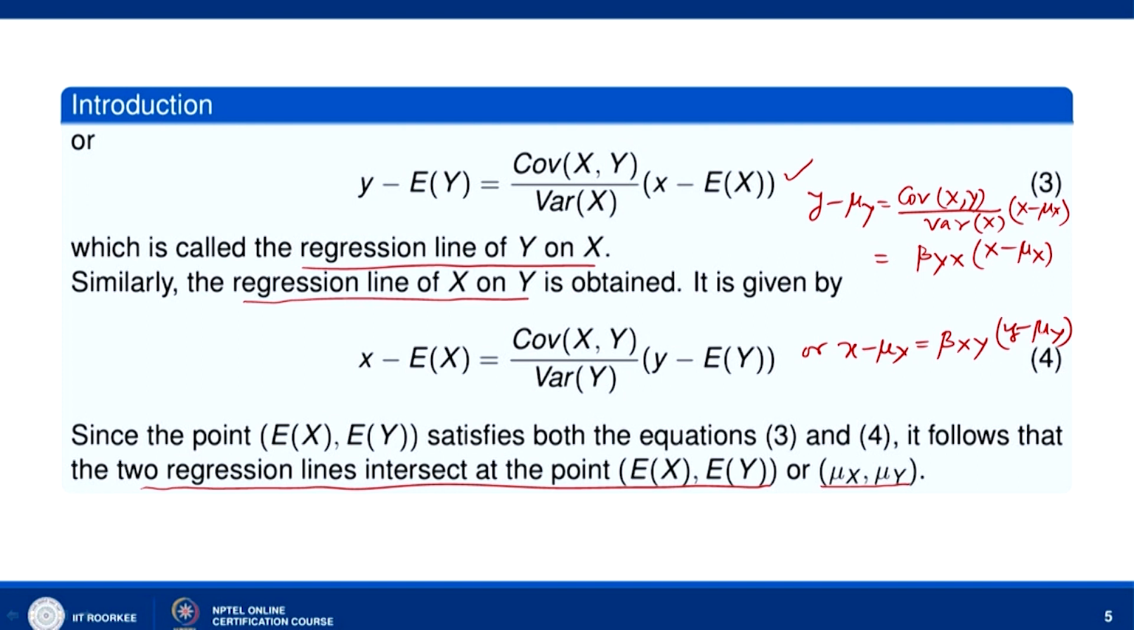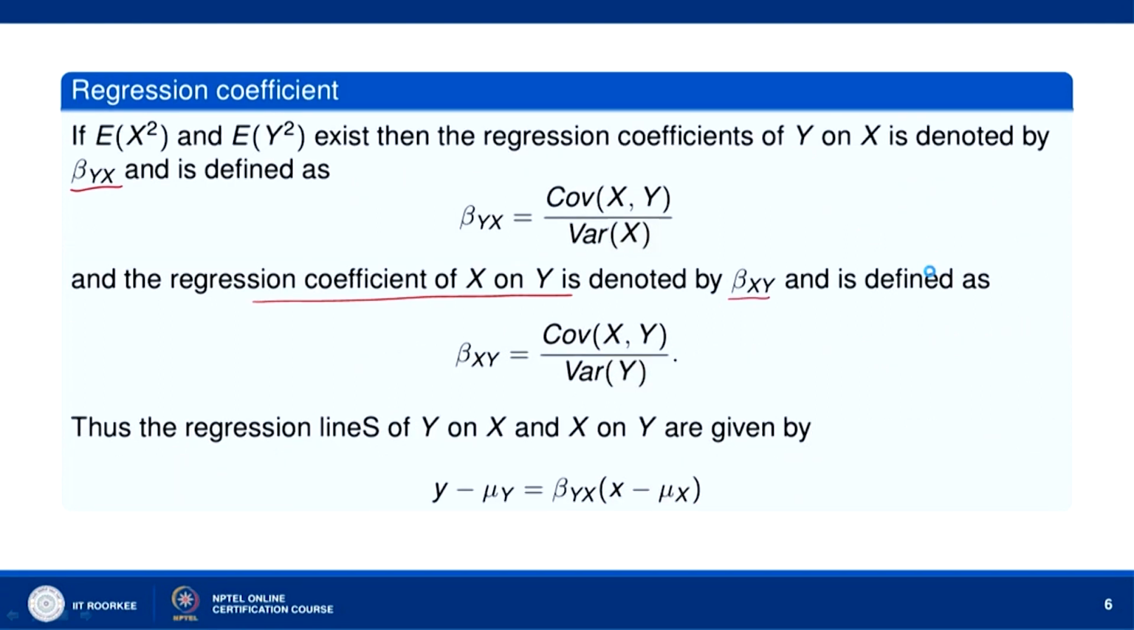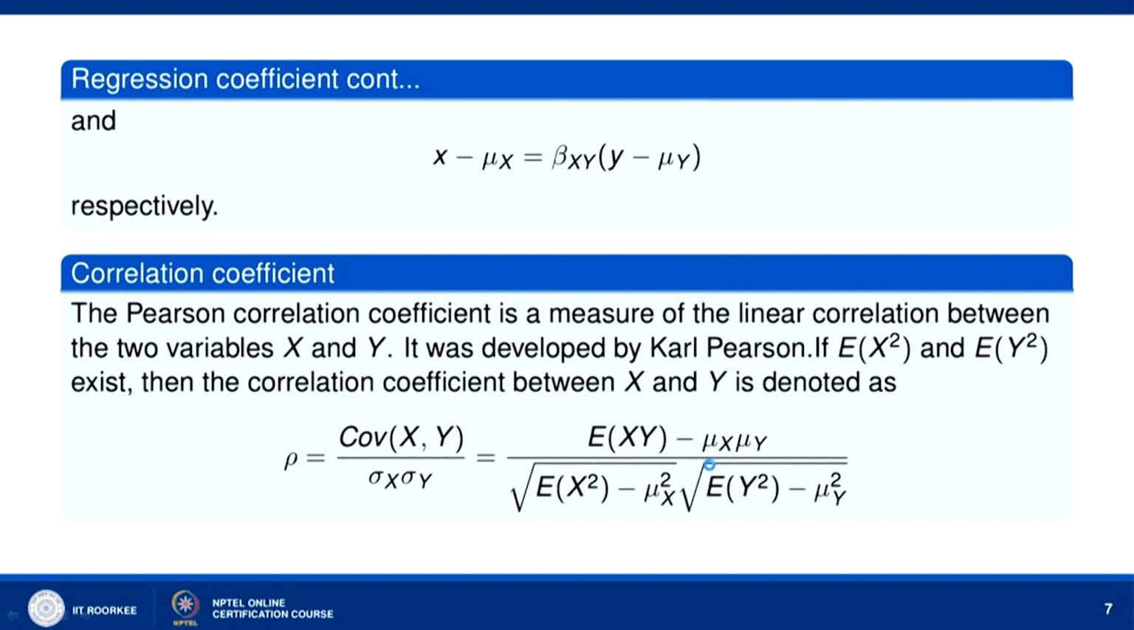So, using the notations for the regression coefficients of y on x and x on y, we can write the regression lines of y on x and x on y in this manner. This is your regression line of y on x, and the other one is the regression line of x on y.